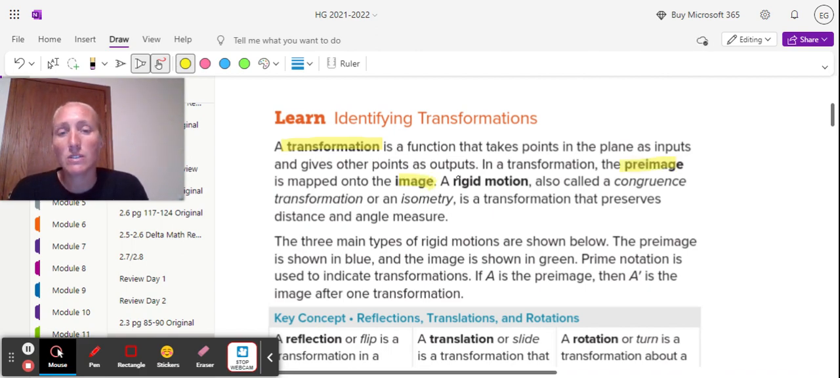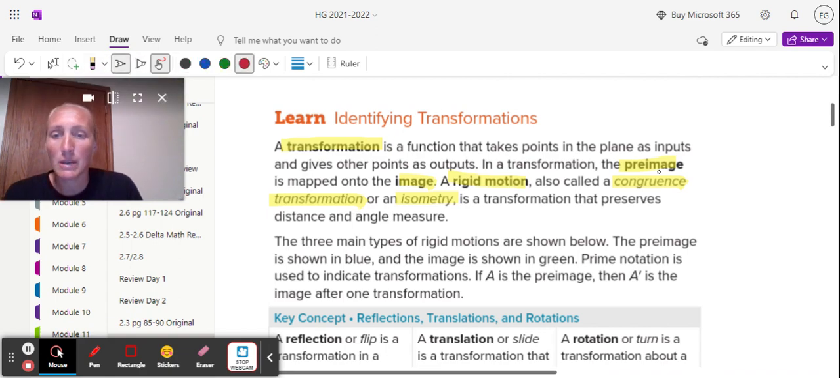And then we talk specifically about rigid motions, which are a type of transformation, also referred to as a congruence transformation. We will use that term, and we will use the term isometry. This is something I would recognize and know. You don't have to know the definition of it, but you need to understand it and be able to identify one. It's a transformation that preserves distance and angle measure.